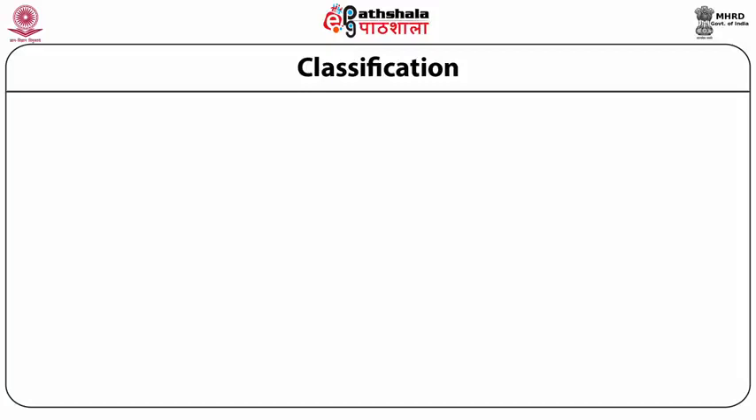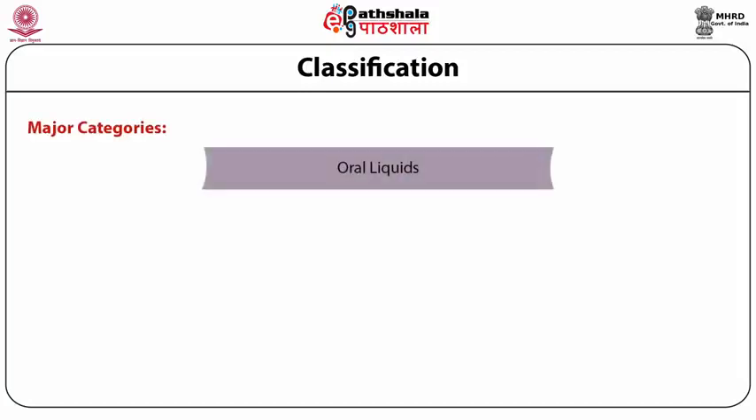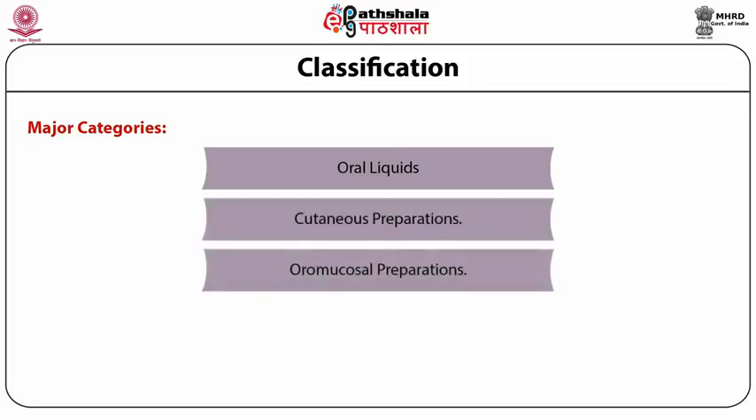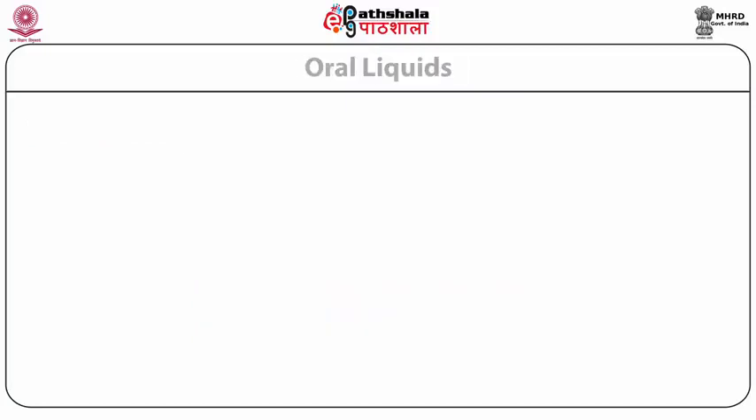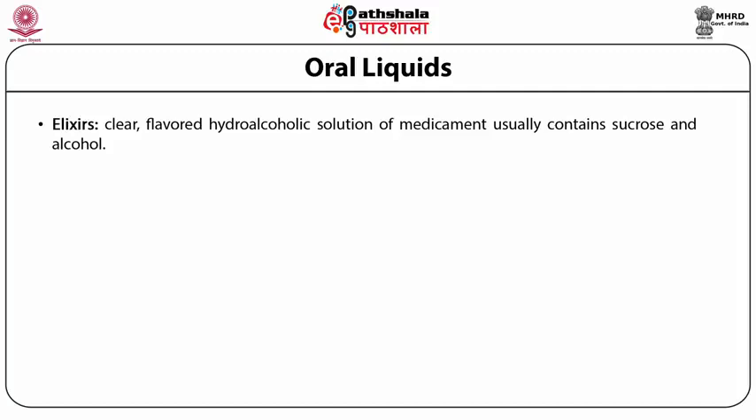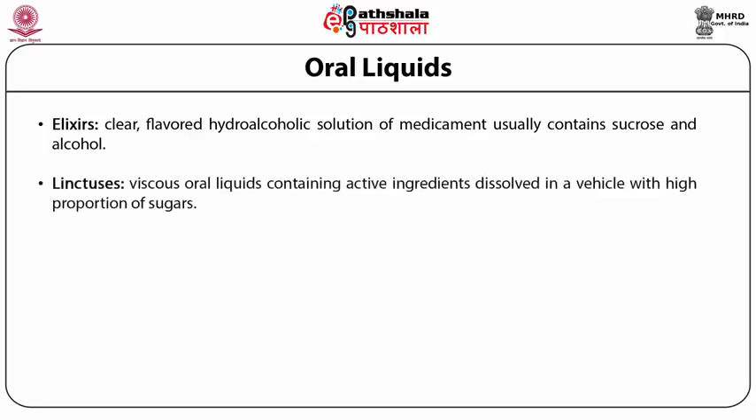Monophasic liquids can be broadly classified into four categories, that is, oral liquids, cutaneous preparations, oromucosal preparations, and miscellaneous. The first and foremost important category is oral liquids. It includes elixirs, linctuses, drops, and solutions. So, what are elixirs? These are clear, flavored oral liquids containing one or more active ingredients dissolved in a vehicle that usually contains a high proportion of sucrose in a suitable polyhydric alcohol or alcohols and may also contain ethanol up to 95%. Next category is linctuses.